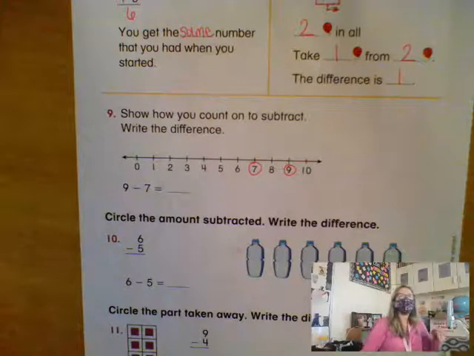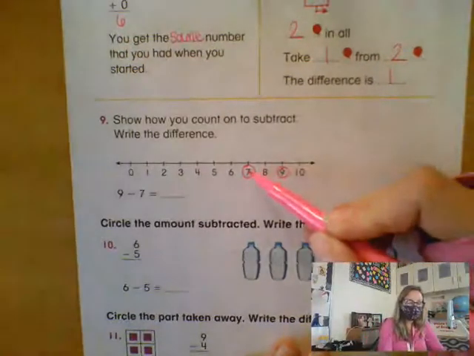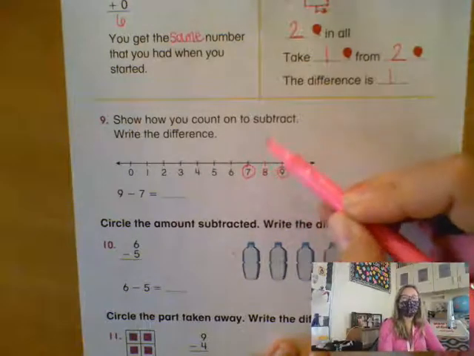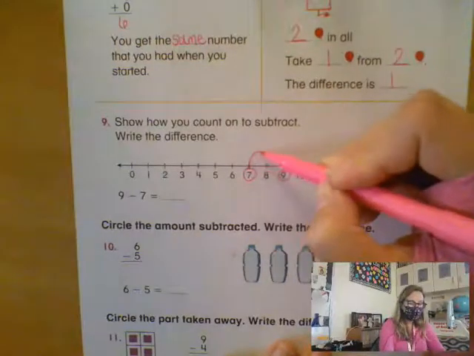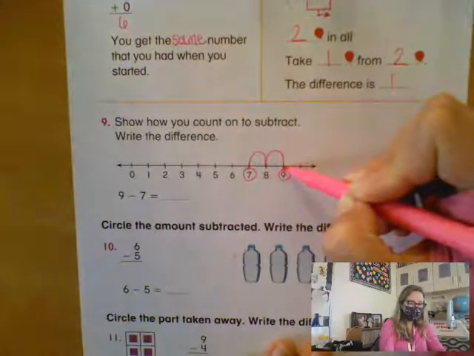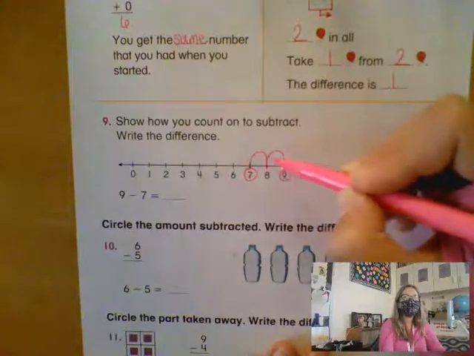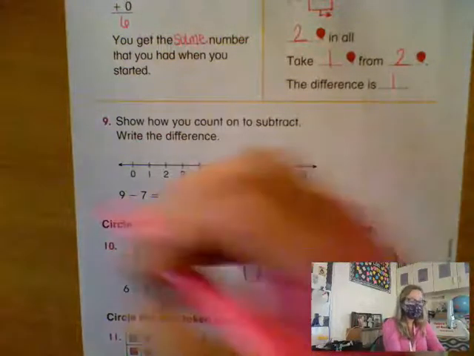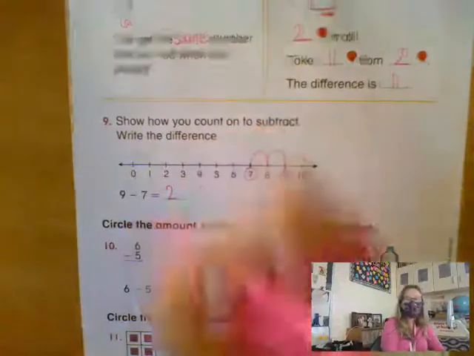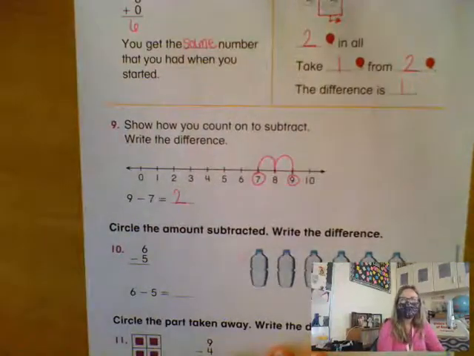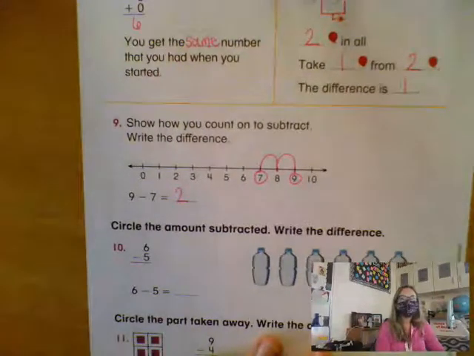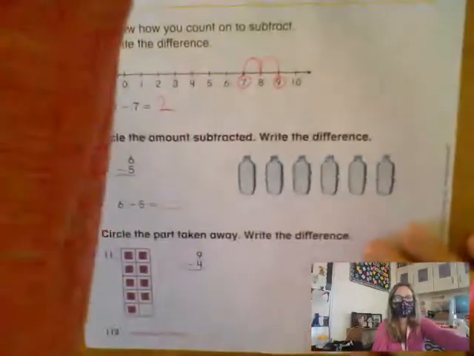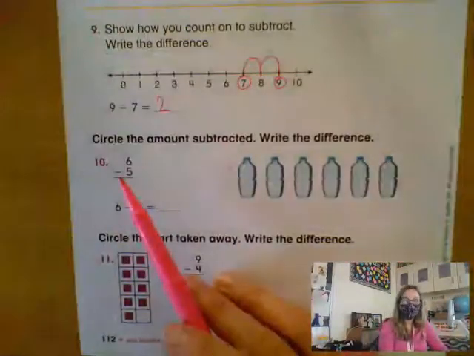Yeah. All right, Jacob, we're going to start at the 7 because that's the first number, and we're going to count until we get to the 9. Okay? So here we go. Ready? 1, 2. Oh, I'm at the 9. Jacob, how many jumps did I take? 2. So the answer, 9 minus 7? It's 2. Right? You just circle the two numbers and count the difference. It works every time. Easy peasy.